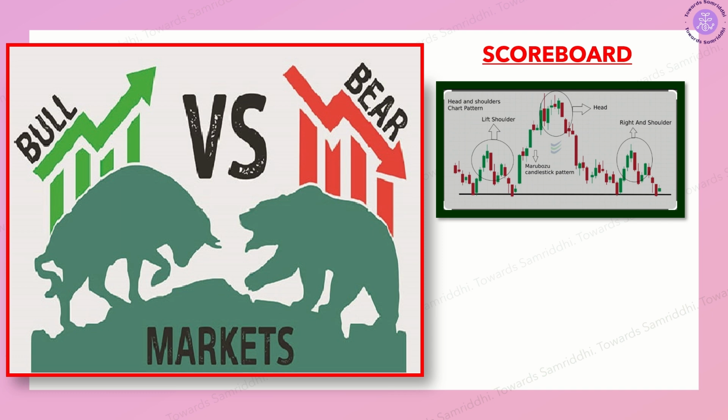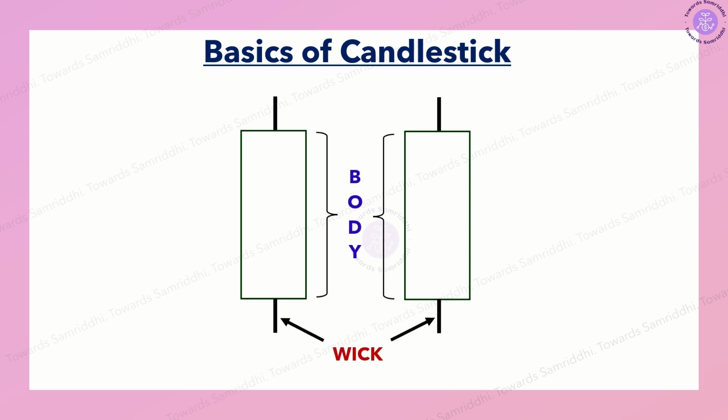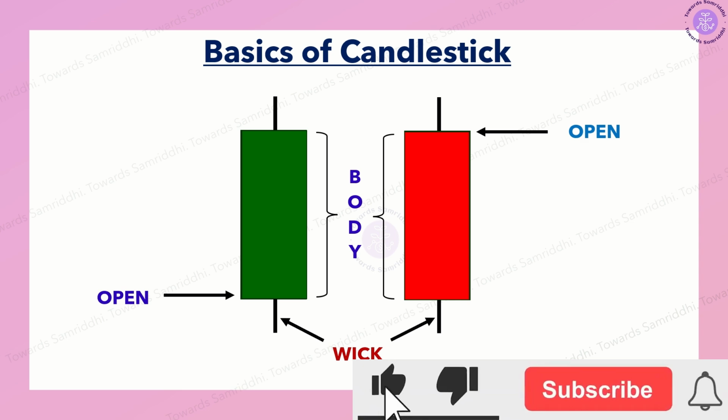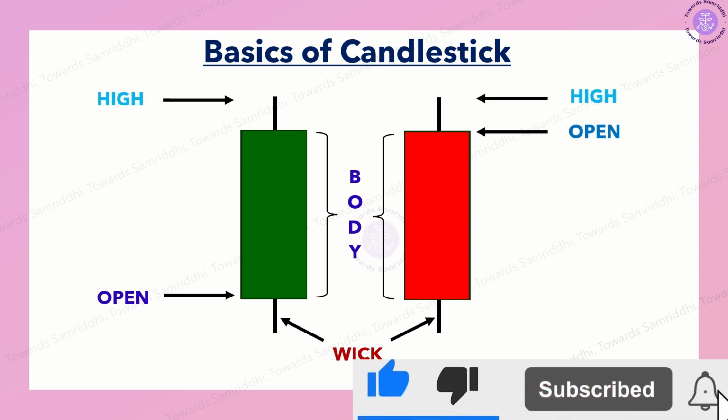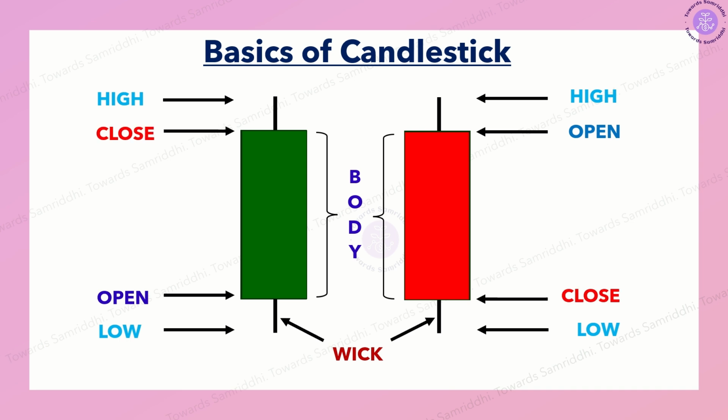Before diving into specific patterns, it is important to understand the basics of candlesticks. Each candlestick consists of two main parts, the real body and the shadows or wicks. The candlestick reflects four key price points during a specific period. Open price, the price at the start of the period. High price, the highest price reached during the period. Low price, the lowest price during that time. Close price, the price at the end of the period.